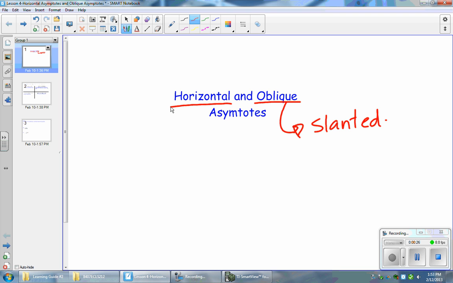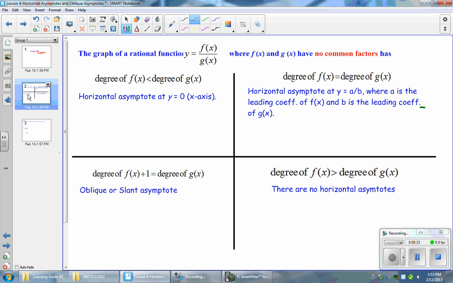To predict if a function has a horizontal or oblique asymptote, I have made up a slide to help you remember a few things. The first sentence says the graph of a rational function y is equal to f of x over g of x, where f of x and g of x have no common factors. So we're talking about rational functions that have been factored, so there are no common factors. That's really important. These four scenarios don't work unless it's already factored.